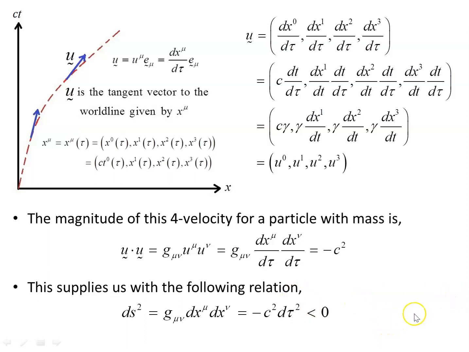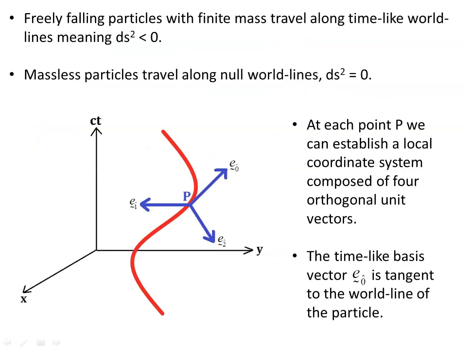I'm using the metric that has the time element, or the 0,0 component, being negative and the spatial ones being positive. Okay, so now let's come now to freely falling particles. Freely falling particles with finite mass travel along time-like world lines, meaning ds squared is less than 0. Massless particles travel along null world lines, so ds squared is 0.